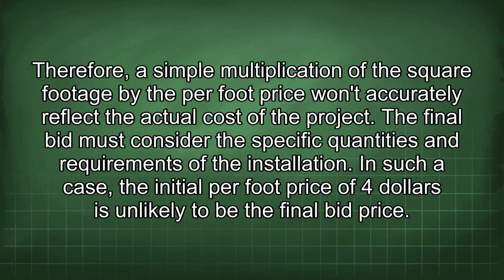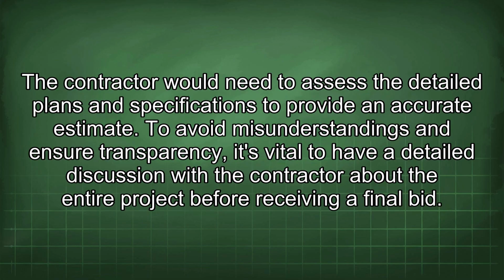Therefore, a simple multiplication of the square footage by the per foot price won't accurately reflect the actual cost of the project. The final bid must consider the specific quantities and requirements of the installation. In such a case, the initial per foot price of $4 is unlikely to be the final bid price. The contractor would need to assess the detailed plans and specifications to provide an accurate estimate.